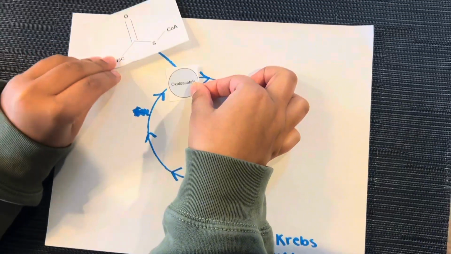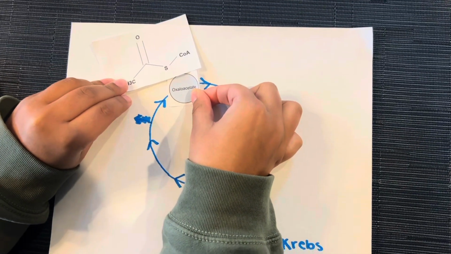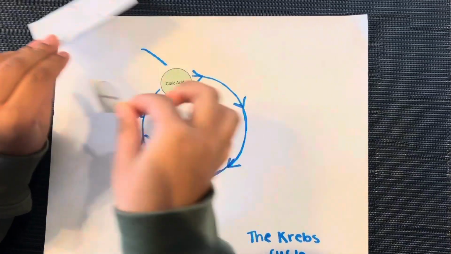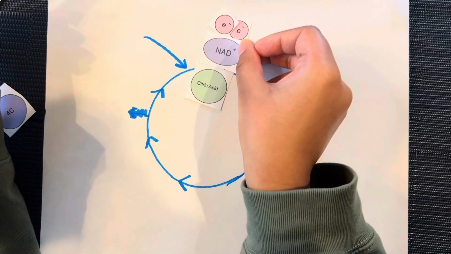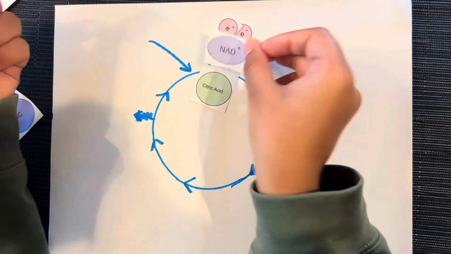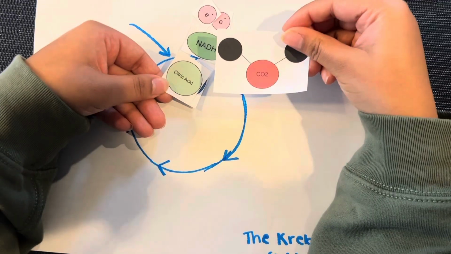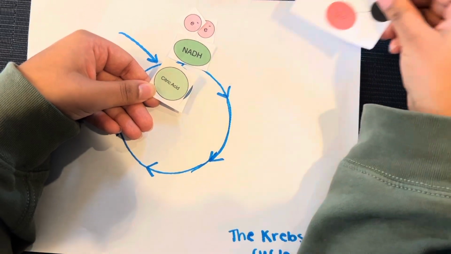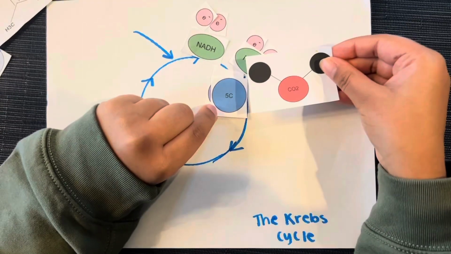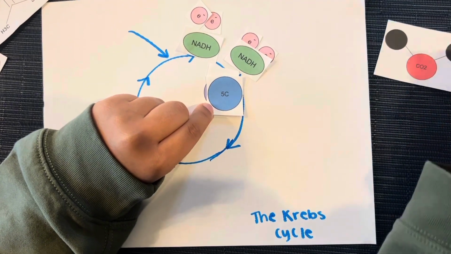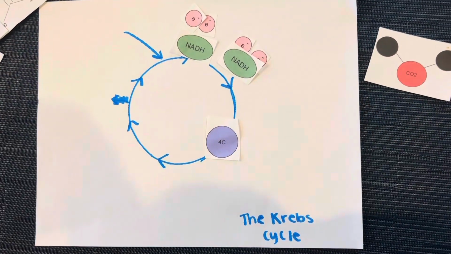Citric acid or Krebs cycle. Acetyl-CoA reacts with a 4-carbon molecule called oxaloacetate, forming citric acid, a 6-carbon molecule. Citric acid then gets oxidized to form NADH. This reaction causes the release of CO2, forming a 5-carbon molecule. This process happens again, releasing another molecule of CO2, forming a 4-carbon sugar.